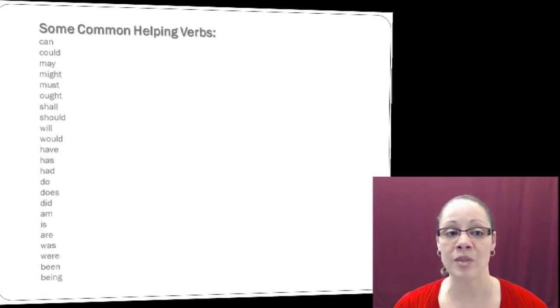Those linking verbs that you saw in the previous list can also be helping verbs, depending on what they're doing in the sentence. So keep that in the back of your mind. These are some of your common helping verbs, so start familiarizing yourself with them so that you can identify them in sentences, especially in the future modules coming up in this particular course.